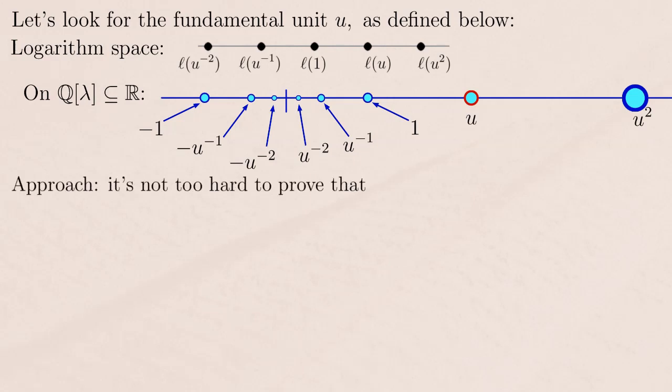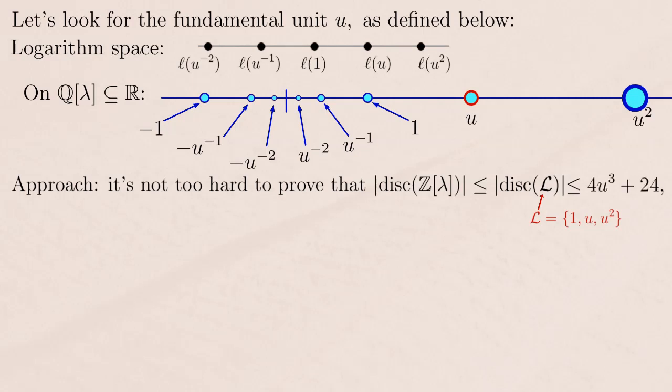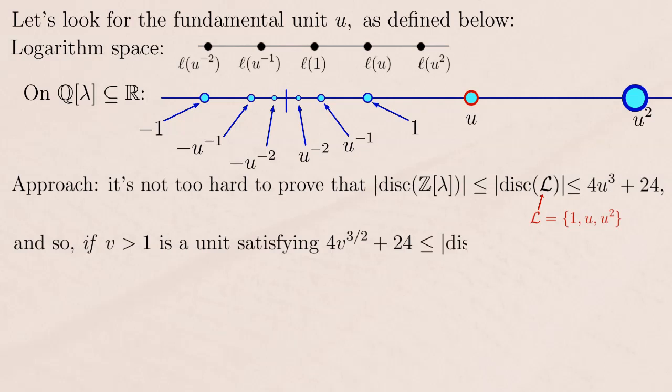Now it's not too hard to prove the following. Firstly, the size of the discriminant of Z adjoin lambda is less than or equal to the size of the discriminant of any sublattice. We gave that as a fact last video. But in the case where L is the specific sublattice generated by 1, u, and u squared, we can bound the size of the discriminant of L above as a real number by 4u cubed plus 24. And in particular, this means that if v greater than 1 is a unit such that 4v to the 3 over 2 plus 24 is less than or equal to the discriminant of Z adjoin lambda, then v must be a fundamental unit. The calculation here is quite easy, but it's long and tedious, so I'm not going to give it. The full proof, in case you'd like to look it up, is given in Froelich and Taylor, section 5.3.